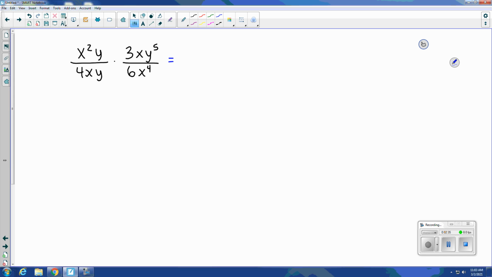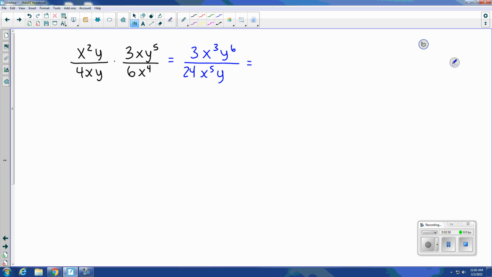Here, we are going to get 3x, now multiplying variables of the same like term, we just add the exponents, so we'll get x to the third, y to the sixth, and then on the bottom we would get 24, x to the fifth, y. And then from here we can simplify. We just had a whole video on simplification. Now I'm down to one rational expression.